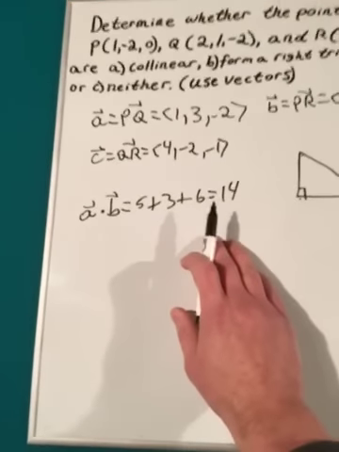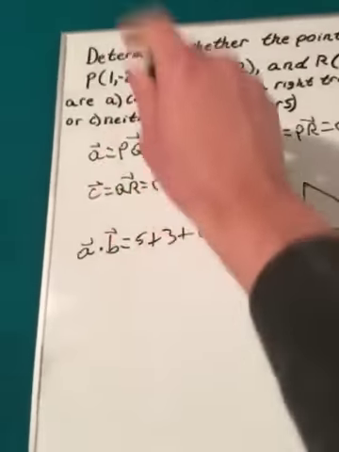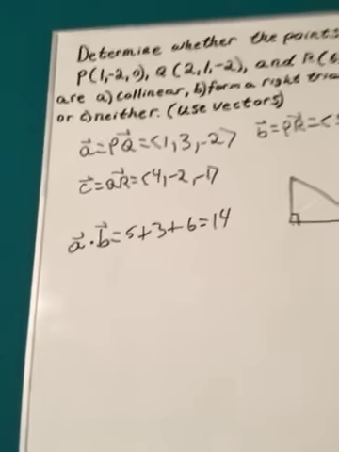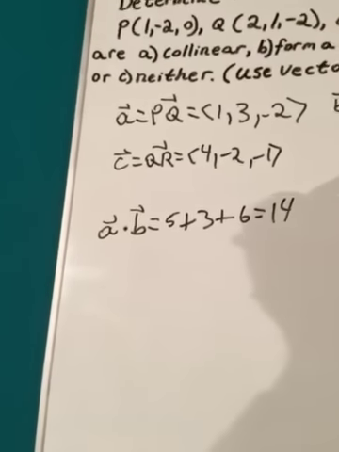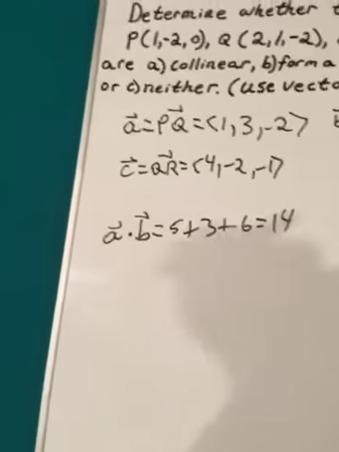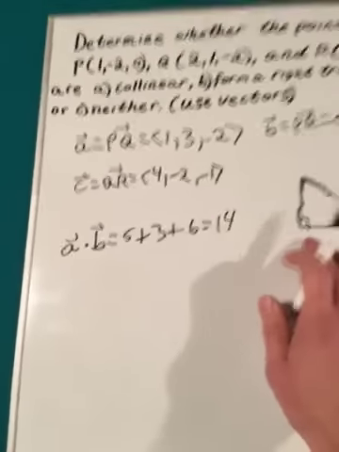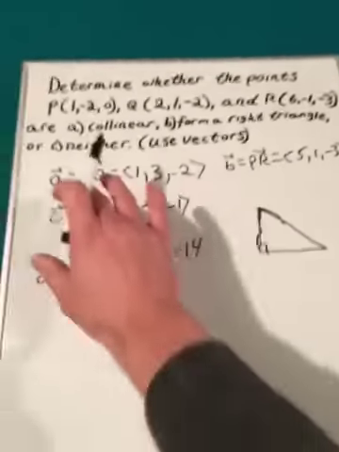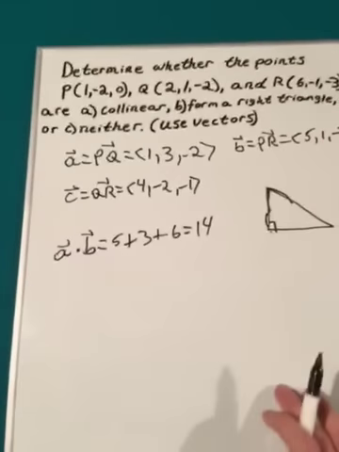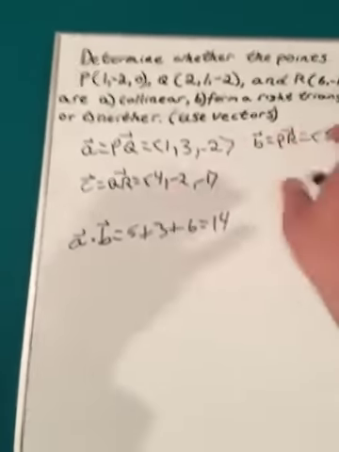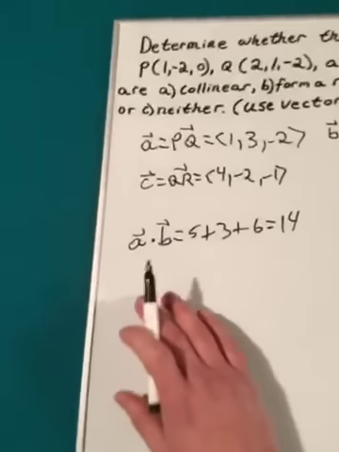So that's not 0. Does that mean that these points don't form a right triangle? Well, not necessarily, because just because 2 vectors don't form a right angle doesn't mean that another 2 couldn't, right? We only need 1 right angle to have a right triangle. So we need to check all the possibilities and see if the dot product is 0 for any 2 of the vectors. And if not, then we can say neither. But we haven't checked all of them yet.